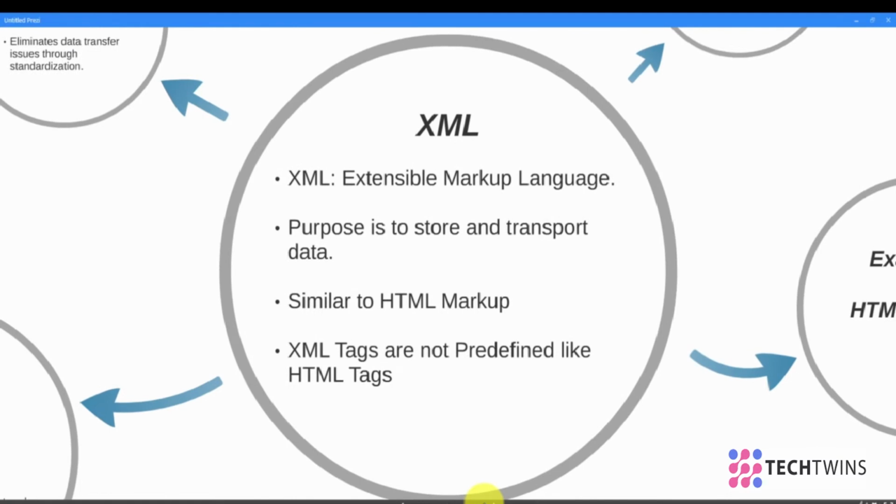XML stands for Extensible Markup Language, and its main purpose is to store and transport data. The language is very similar to HTML. Despite this similarity, it's important to keep in mind that XML was specifically designed to transport data in a structured format. HTML, on the other hand, was designed to display data in a web browser. Another key difference is that XML tags are not predefined like HTML tags are.